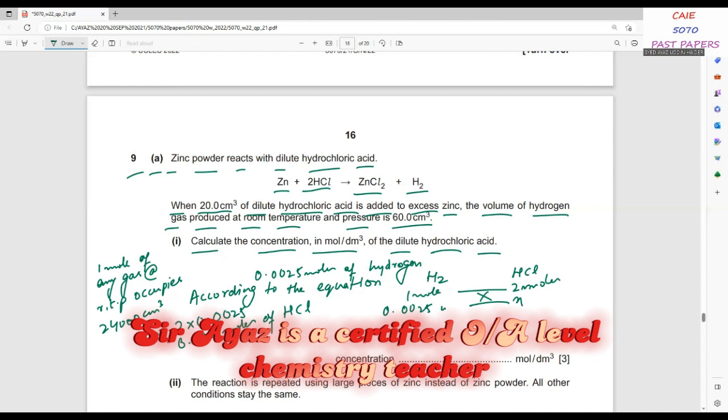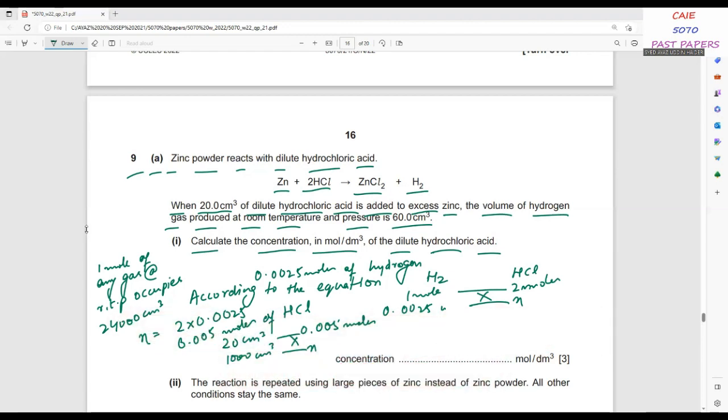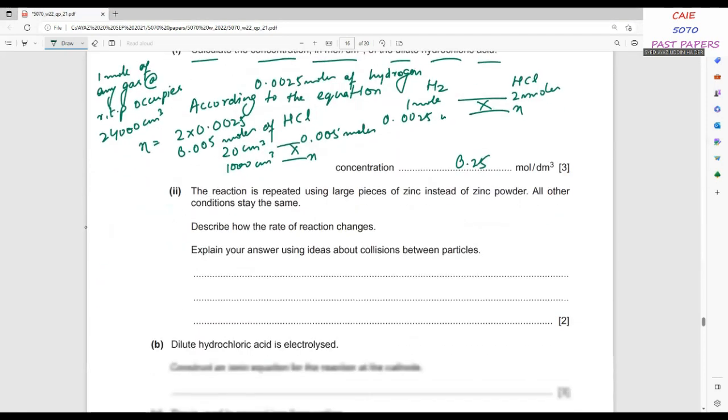If 0.005 moles is present in 20 centimeter cube, how many moles in 1000 centimeter cube? 20 centimeter cube contains 0.005 moles. 1000 centimeter cube contains X moles. So it will be 1000 multiplied by 0.005 divided by 20, which is 0.25. So the answer will be 0.25 moles per dm cube of hydrochloric acid.